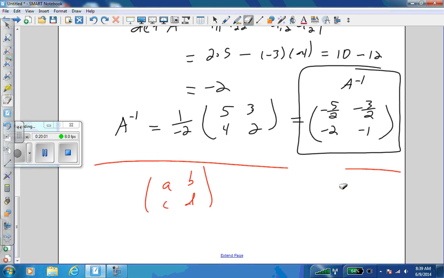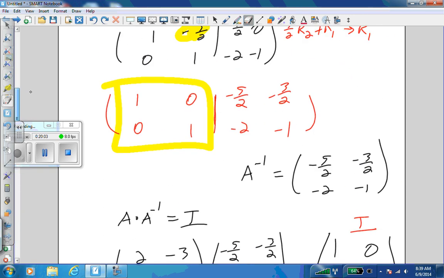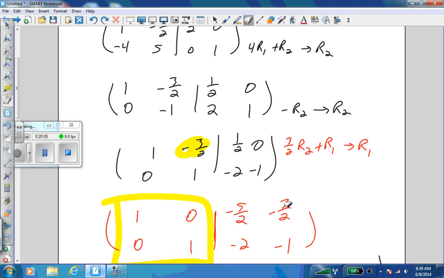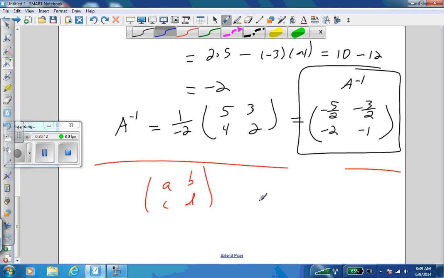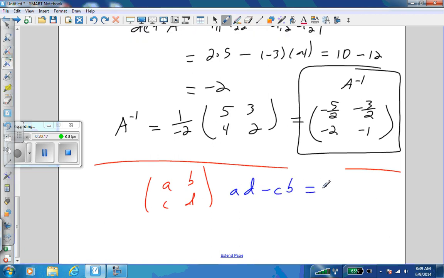Because sometimes it takes us a while to go through the row reduction, and sometimes we end up with messy numbers. But if we know right off the bat that when we take our determinant we're going to get 0, then there's no point in even going through that, because we know there's not an inverse. It's non-invertible.